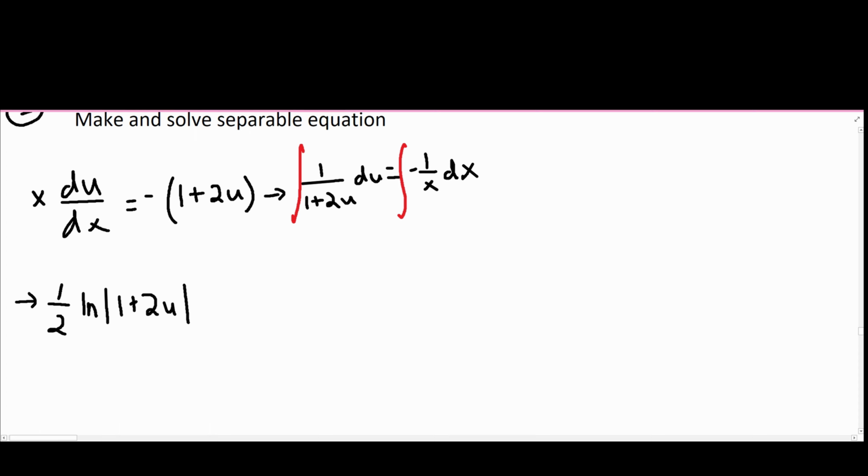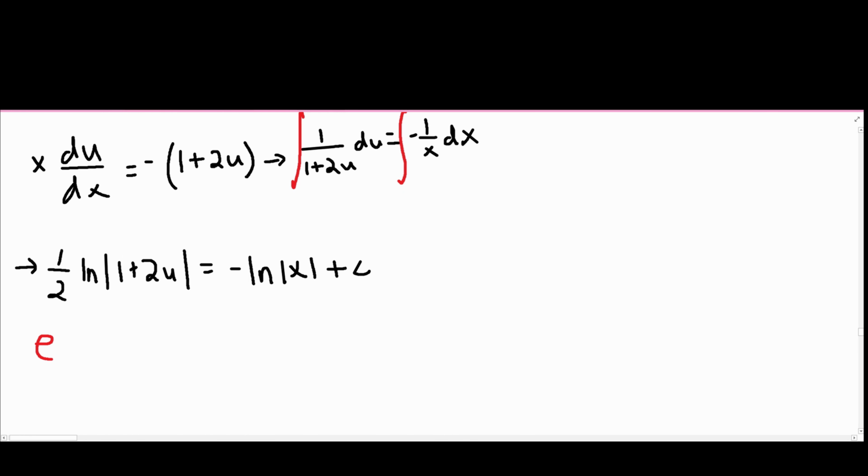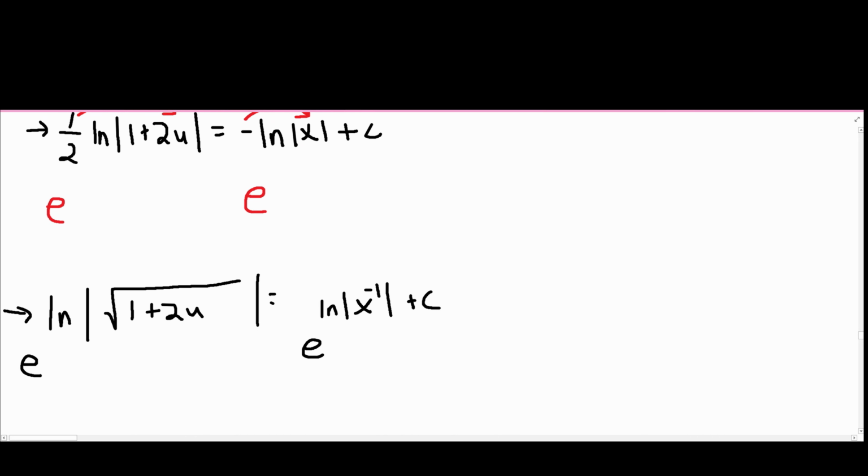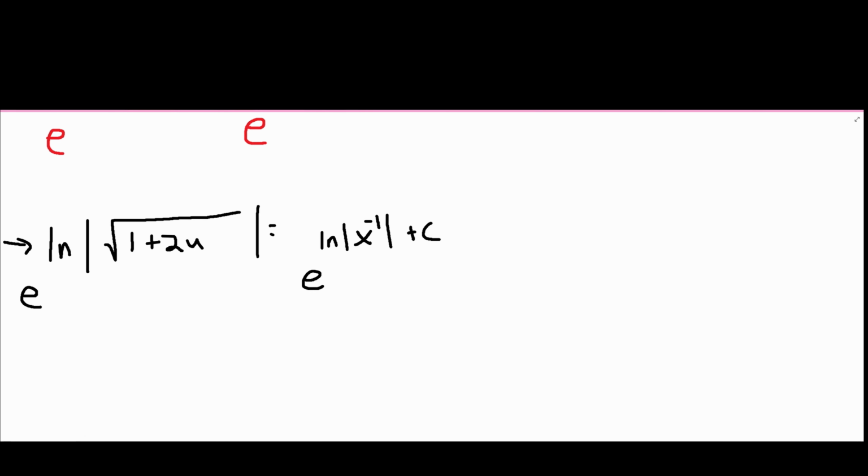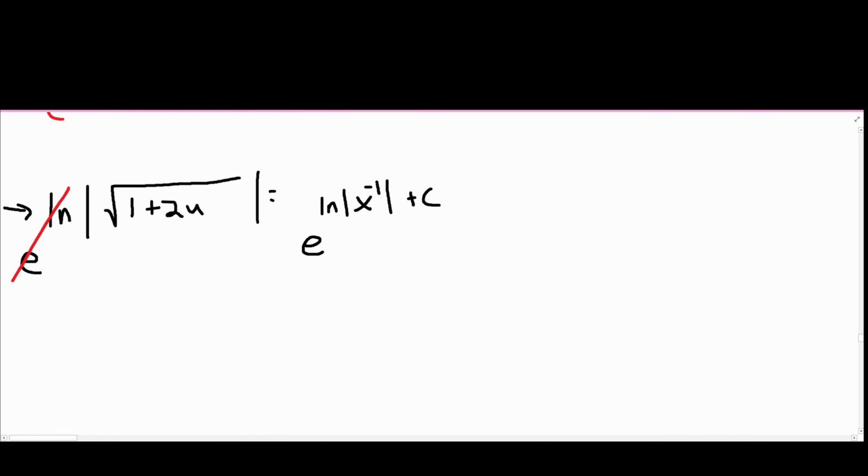The right side is just going to be negative ln x plus c. Now, we need to raise both sides by e to cancel out the ln's. But before we do that, this 1/2 can move in here. This negative goes in here. Doing this, we get e to the ln square root of 1 plus 2u is equal to e to the ln x to the -1 plus c. So on the left side, the e and the ln cancel out, and that's all you have to do for that side.